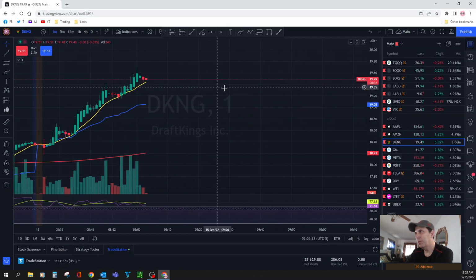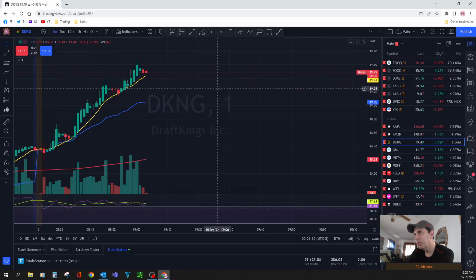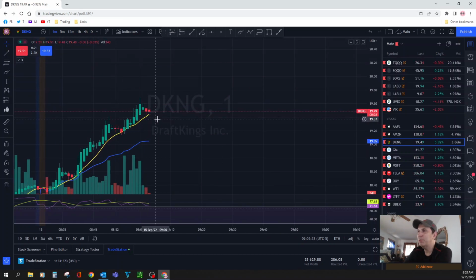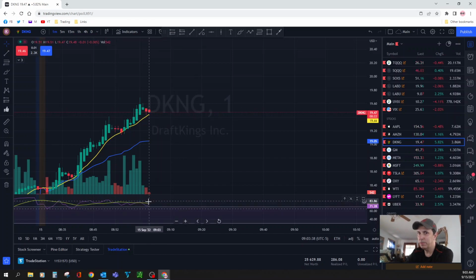All right, so nothing really solid. Just more indecision. Could be another little pullback. This could be a 10, 12% day for DraftKings today, but I'm just scared to get in right now because the RSI is so high, and it's been high since the market opened. Basically, it's been riding up here in the 80s.